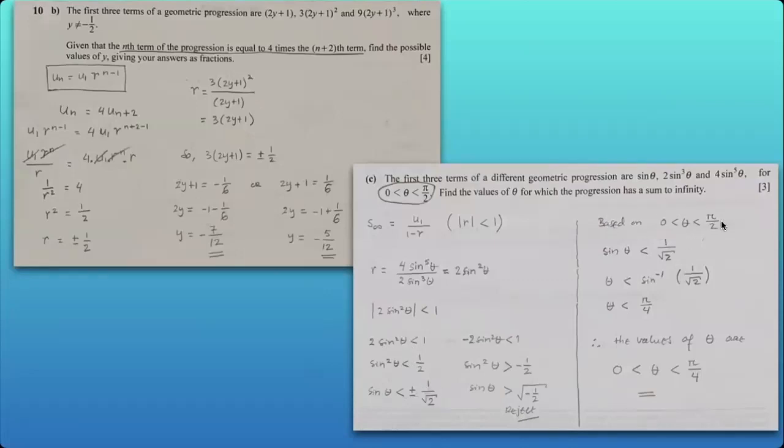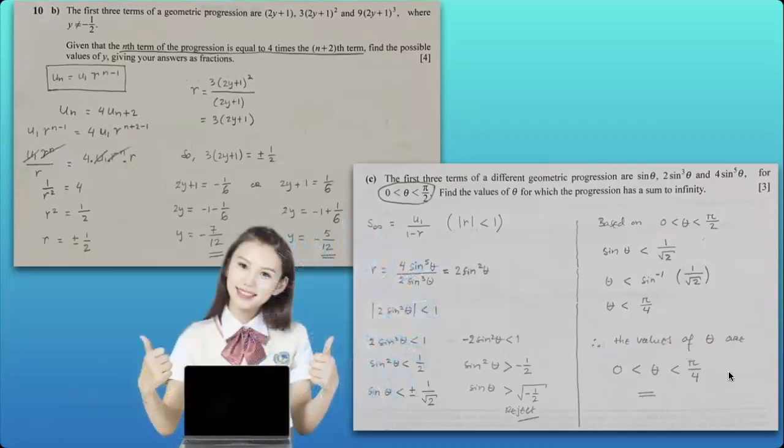Based on this condition, we only use the positive 1 over root 2. Yeah. So theta is less than sine inverse of 1 over root 2. Theta is less than pi over 4. Therefore, this is the values of theta. So there you go.